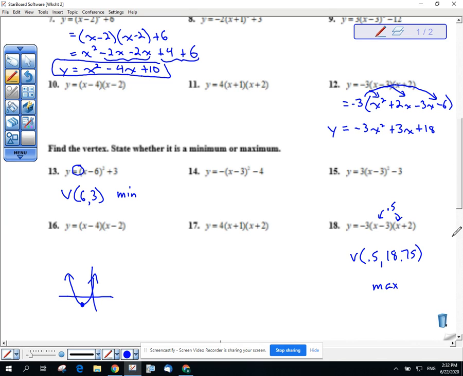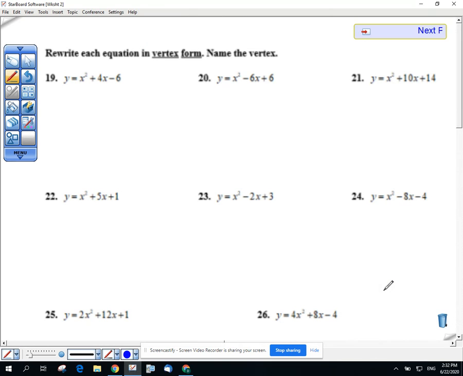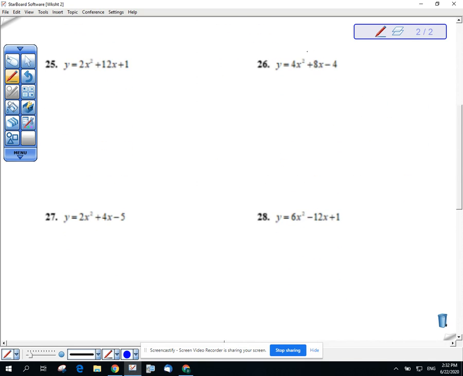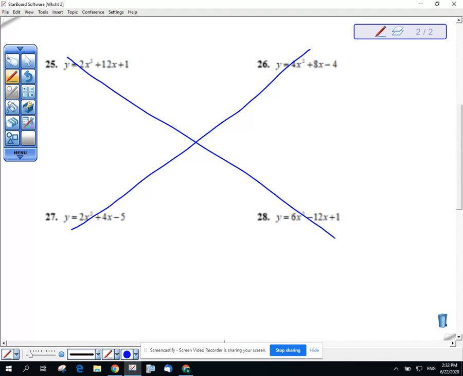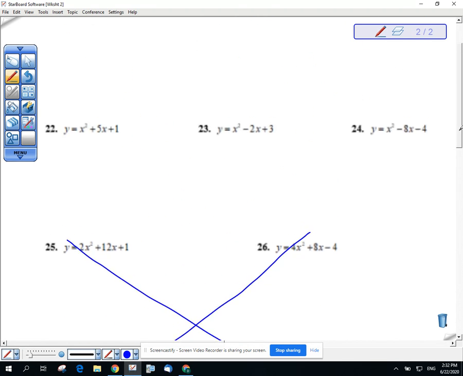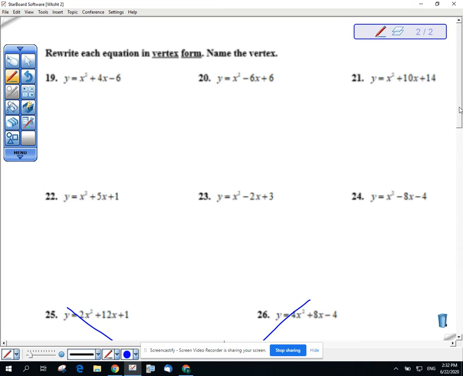All right, so that's kind of the halfway point. The most important thing is what I'm going to teach right now. Okay, now first of all, here's the best news. 25, 26, 27, and 28, we are not doing these. You can cross those out. We will cover that in Algebra 2. We will definitely cover this whole concept in Algebra 2.